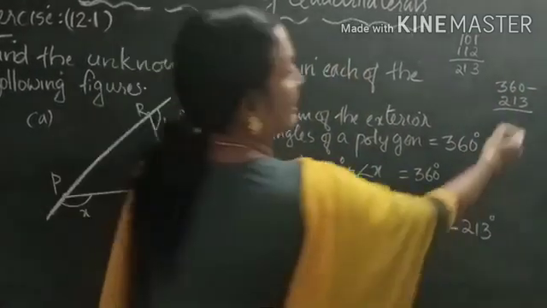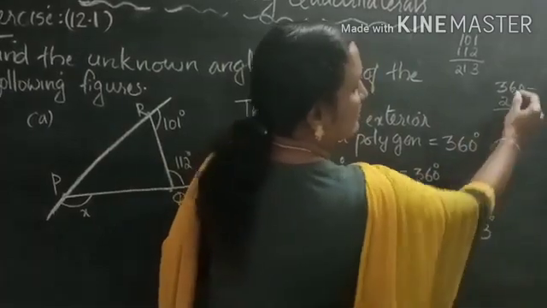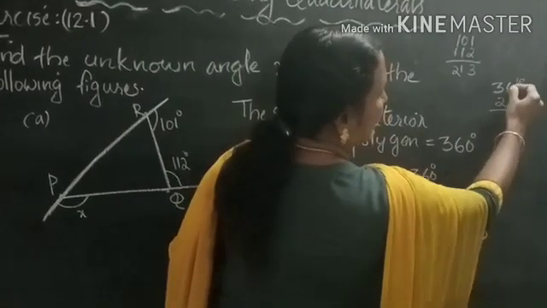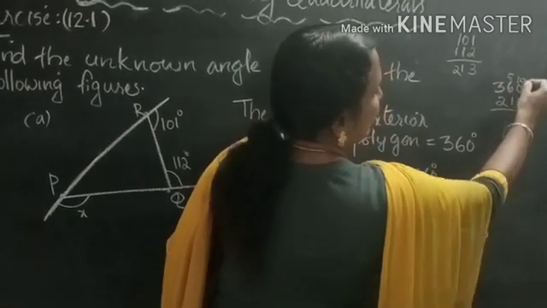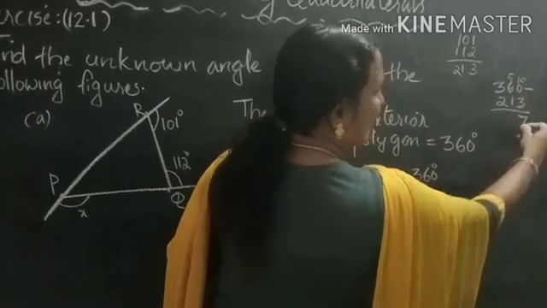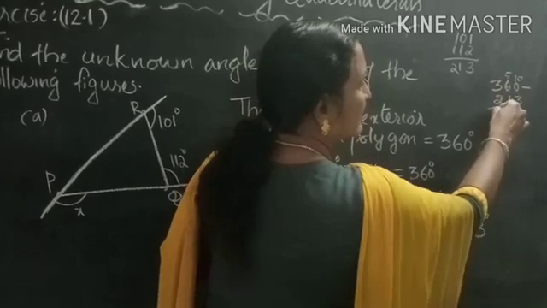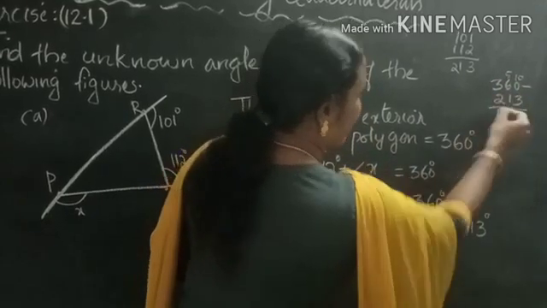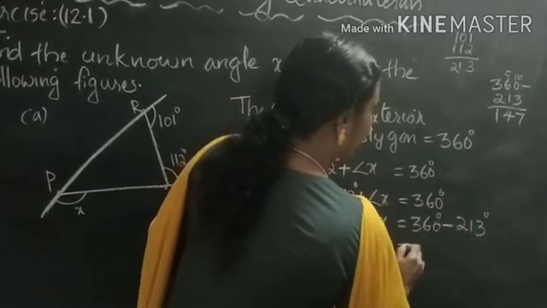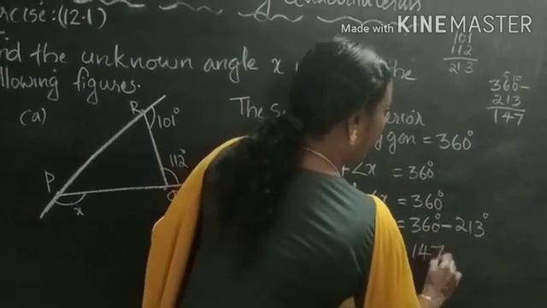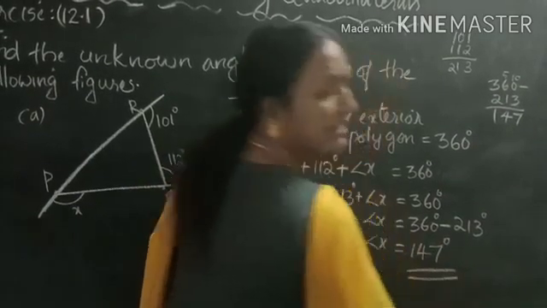Here 0 minus 3 is not possible, so we borrow 1 from the 6, making it 10 minus 3, 7. 5 minus 1, 4. 3 minus 2, 1. So angle x is equal to 147 degree.